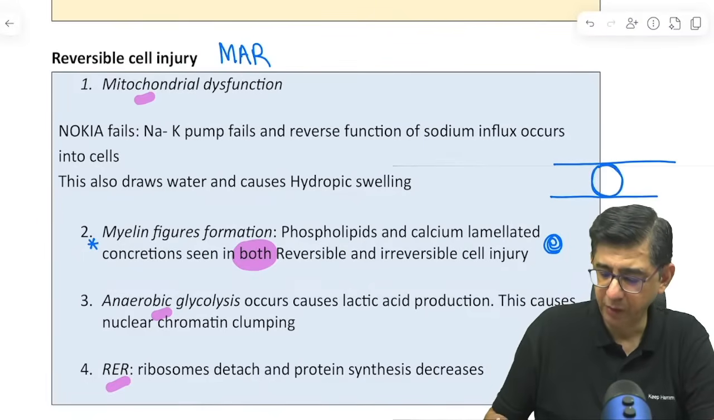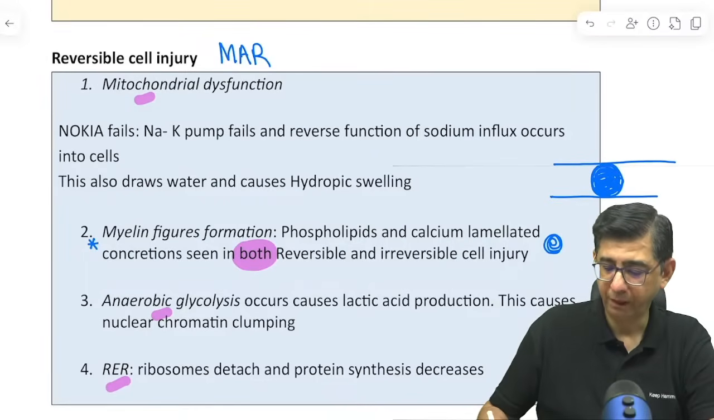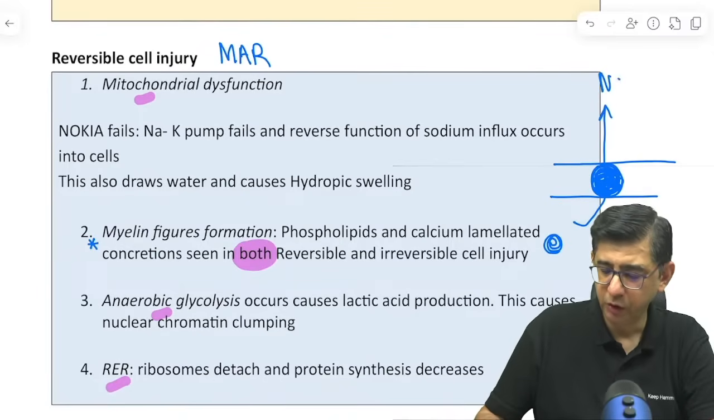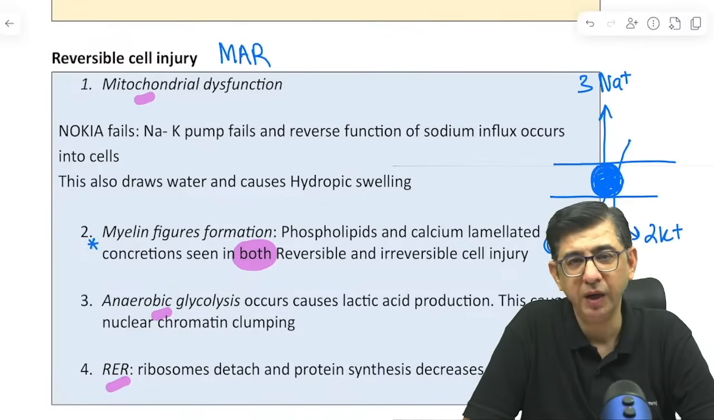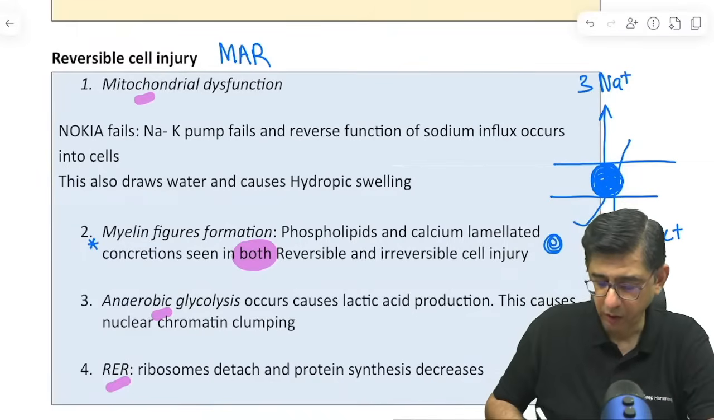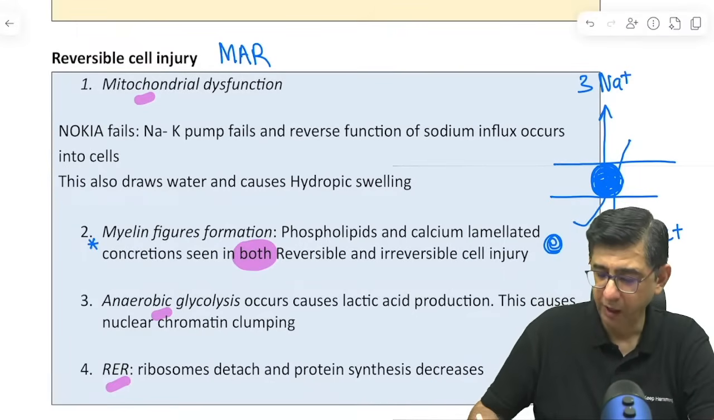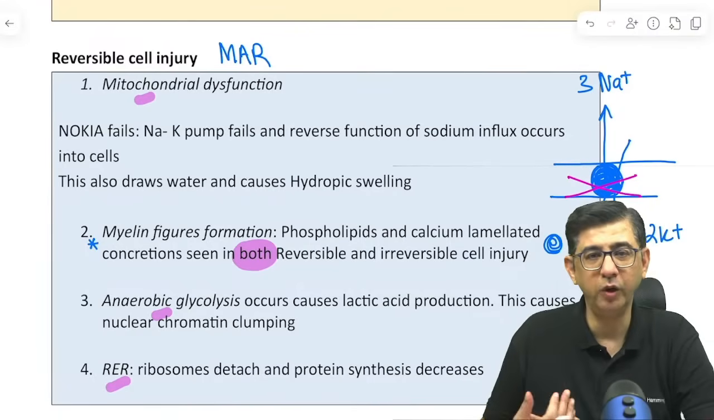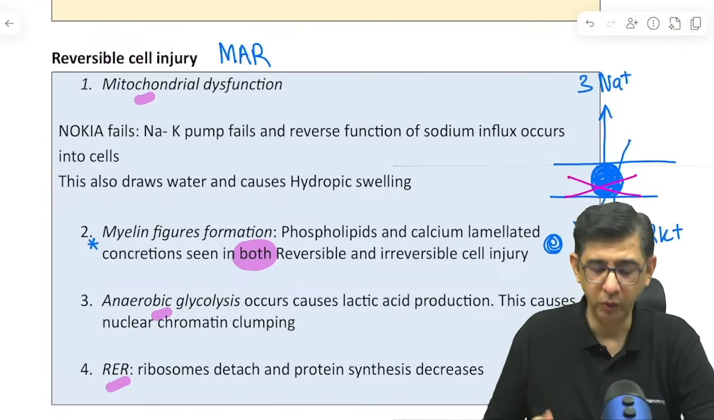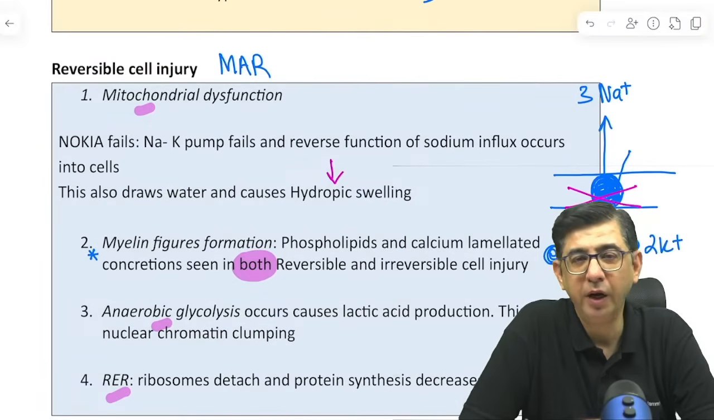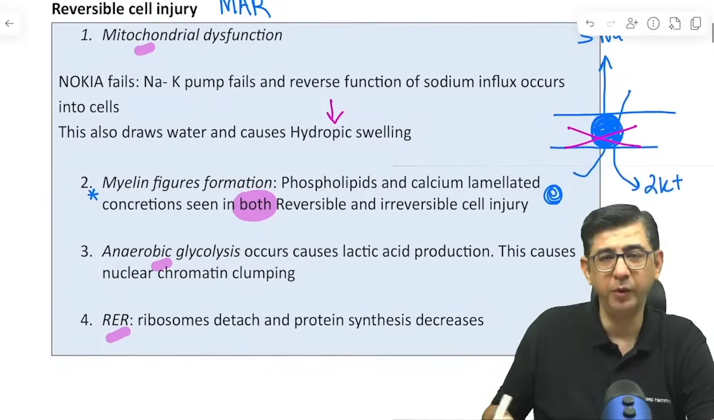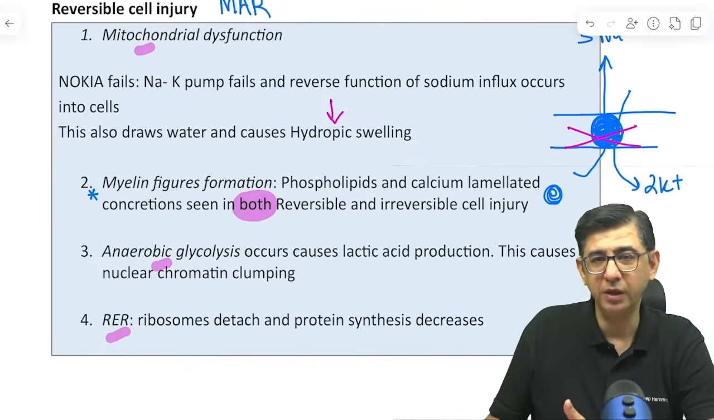The pump is the sodium potassium pump which is energy dependent, and you very well know how it works. It will send sodium outside, free sodium outside, and it will be sending potassium inside. The pump is dependent on ATP and the pump will fail, so sodium cannot go outside. Like if I put a cross over it, I can say sodium cannot go outside. If sodium remains inside, it will draw water, and that water will contribute to hydropic swelling developing in this patient. So one of the early manifestations would be hydropic swelling, because sodium cannot go out, potassium cannot come in, so sodium will basically draw in water.